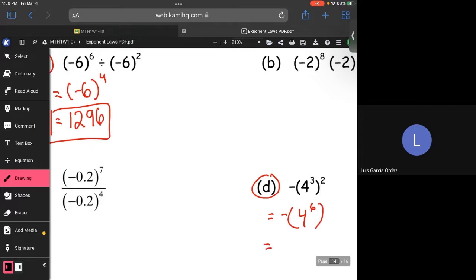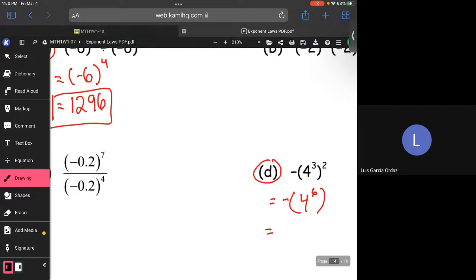So now to evaluate, we're going to use BEDMAS. So start with the exponent in the bracket first, and then multiply it by your negative 1. So what's 4 to the power of 6? Right? 4,096. And because I have that negative on the outside, what's technically the correct answer? What should be the correct answer? Negative. Yep. Negative 4,096.